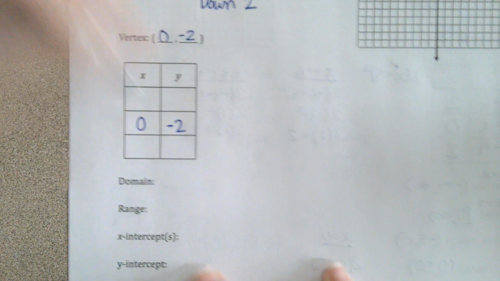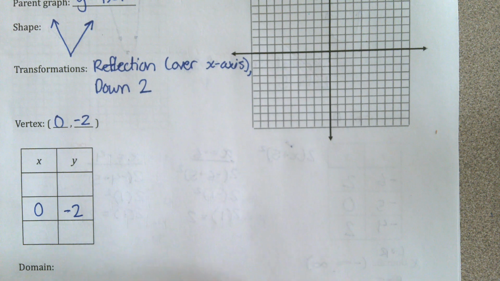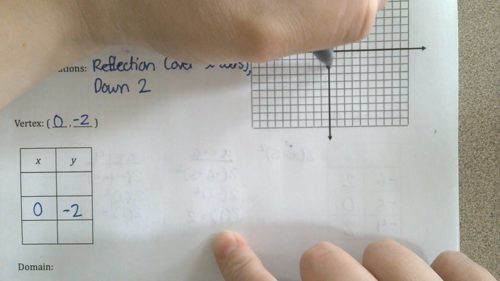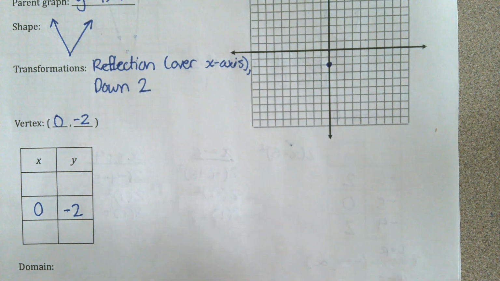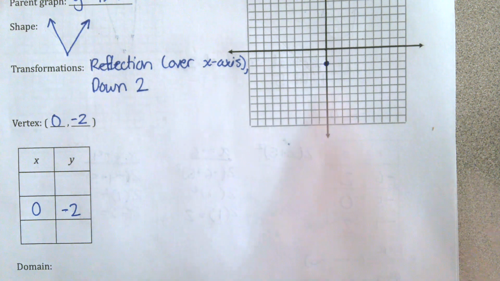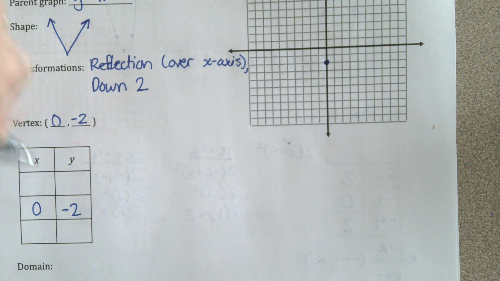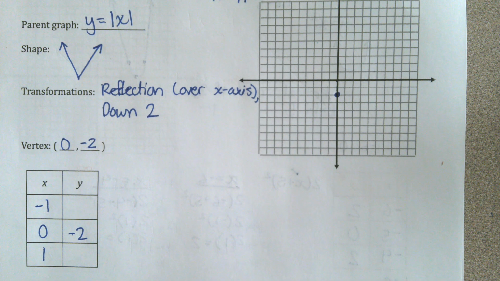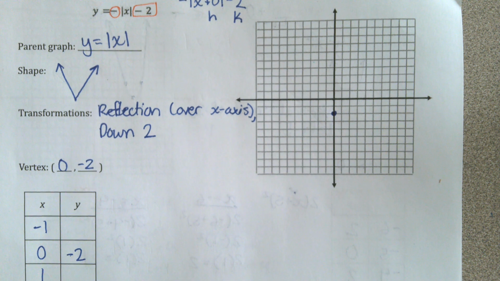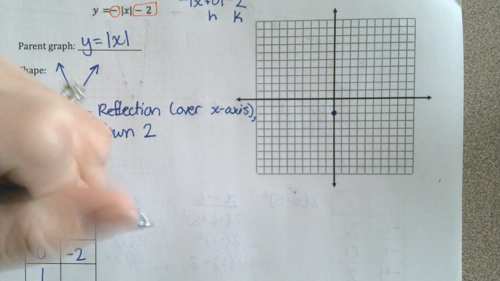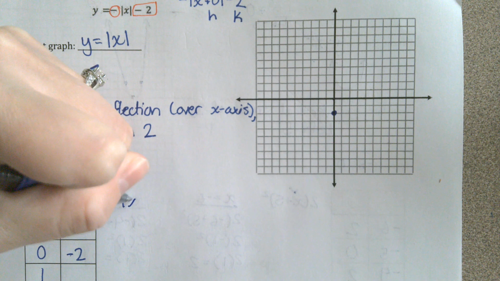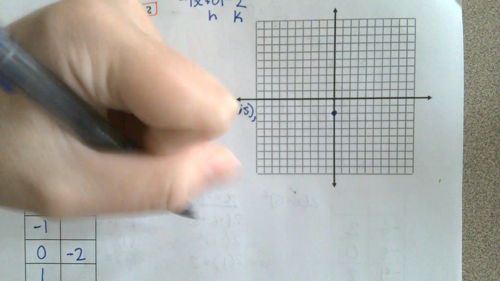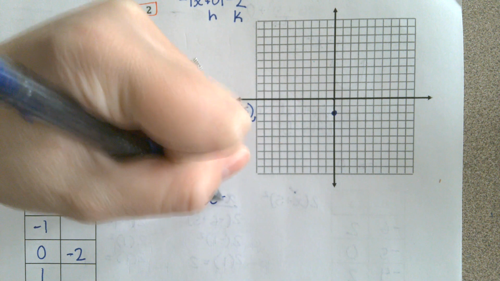Going to put that vertex in the middle, 0, negative 2. Going to go ahead and graph it. 0, down 2. Now I need a point to the left and a point to the right to make the V. So I need negative 1 and 1. Now let's find the y values. Here we have negative absolute value of x minus 2. So let's see what happens when x equals negative 1.